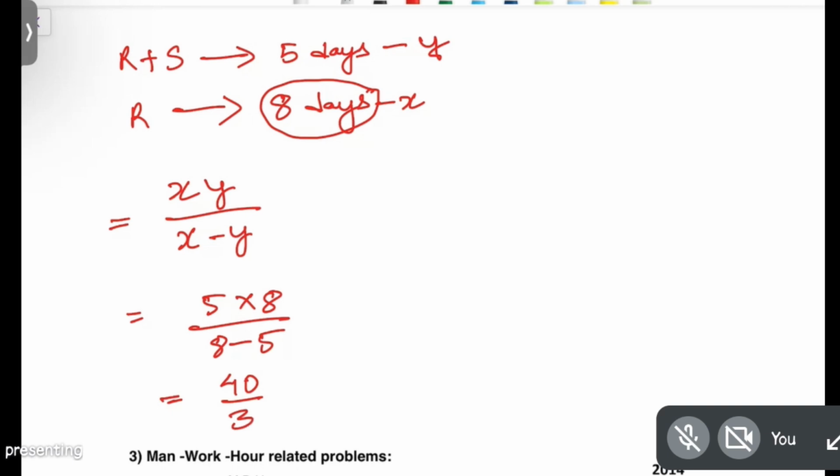which is 3. So if I make this a mixed fraction, 40 divided by 3, 3 ones are 3, or I can directly go, 3 ones are 3, that means 10 here, 3 threes are 9, that means 1 here. So I have 13 1 by 3 days as my answer. That is by the formula approach.